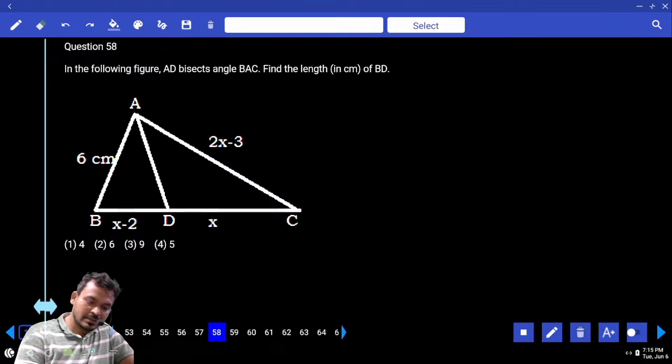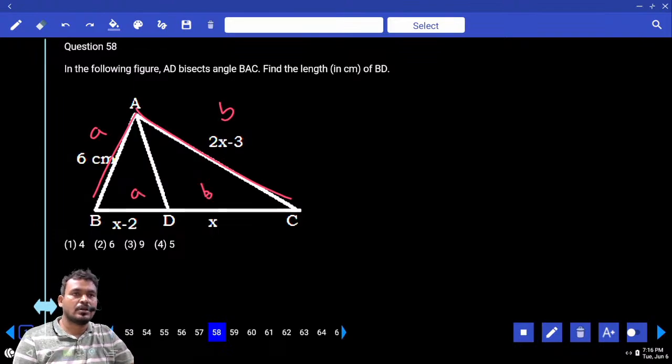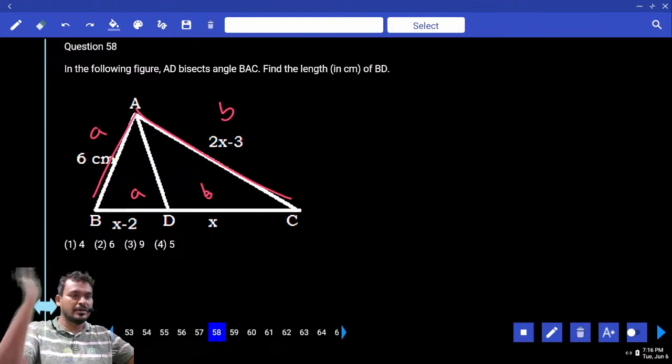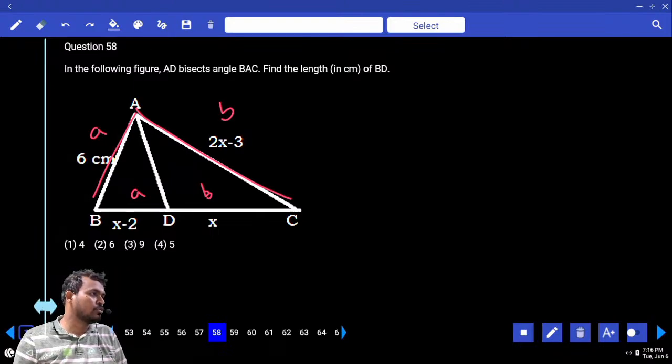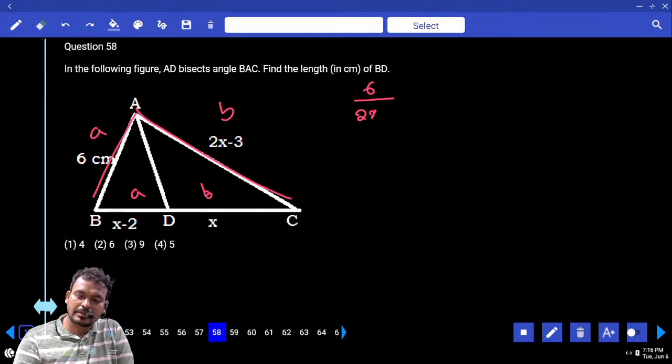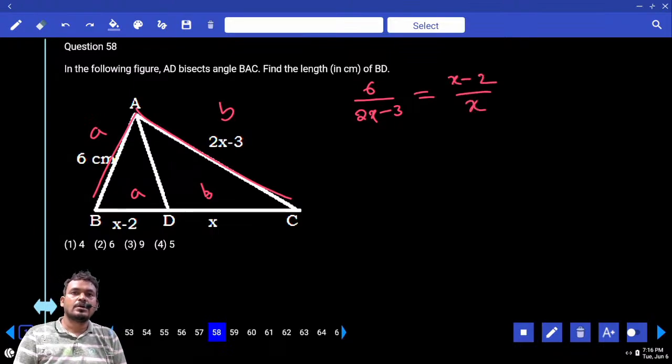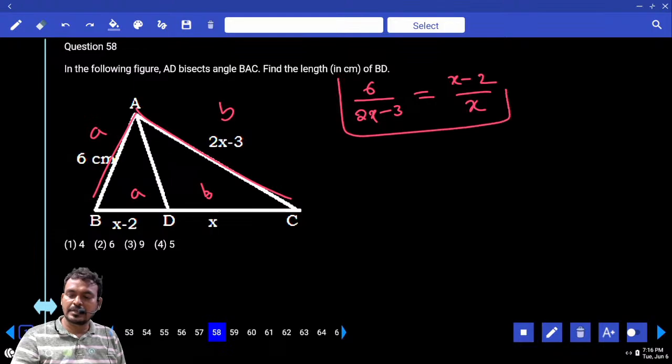Bisector concept means AD, and here BD value and DC. If AB and AC are in ratio a is to b, then BD and DC are also a is to b. What is the AB value? 6. What is the AC value? 2x minus 3, that is equal to which one? X minus 2 by x. Equal ratio or different ratio? Equal ratio. If it is a is to b, these two are also a is to b. Simplify this one, we get the x value.